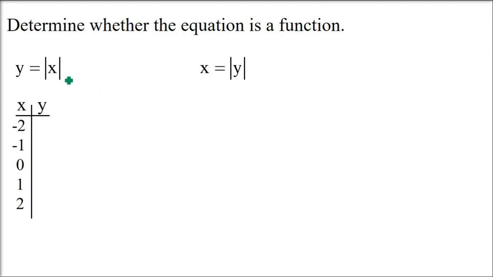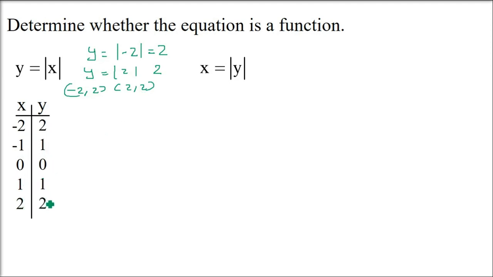Y is mod x. That means whichever value you put here, it will always be positive. Let us put x as negative 2. When you put negative 2, it will come as positive because modulus or absolute value is a positive value. Now I am putting 2 inside. The value which comes out is 2. That is, if you put x as minus 2 or x as 2, you'll get 2. Let me just do all the values. Minus 1, if you put, you'll get 1. 0, you'll get 0. 1 gives 1 and 2 gives 2.